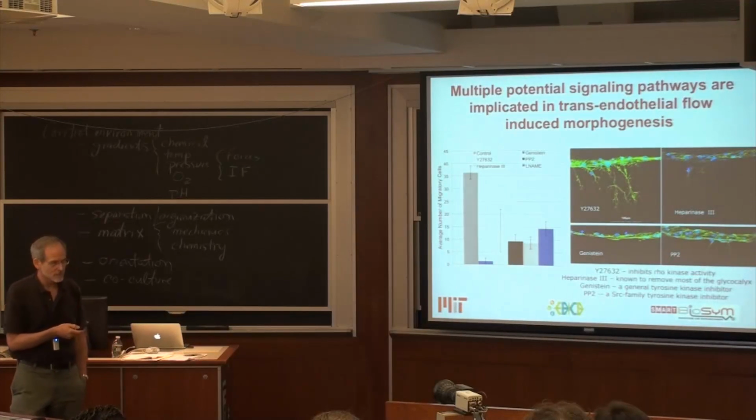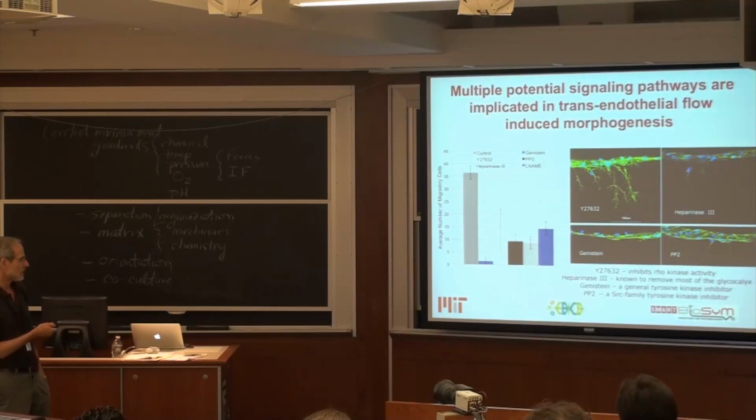And the way we could tell that is by going in with different types of inhibitors, and specifically, anything that we did to, say, for example, block Rho kinase. Genistein here is a general tyrosine kinase inhibitor. PP2 is a Src family tyrosine kinase inhibitor. Here's the control case. Any of these interventions tended to reduce the formation of these vascular networks drastically from the control case. Interestingly, heparinase 3 also had a similar effect.